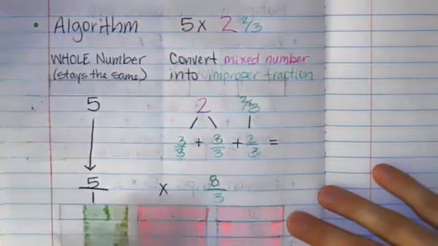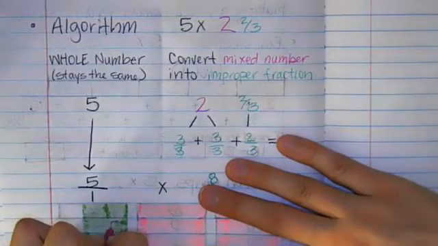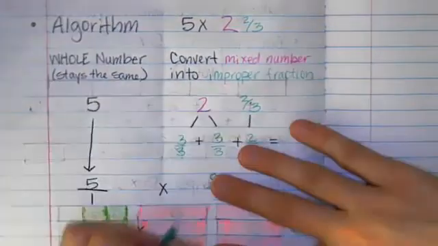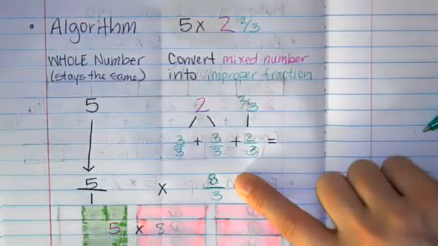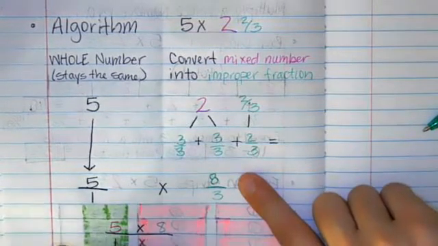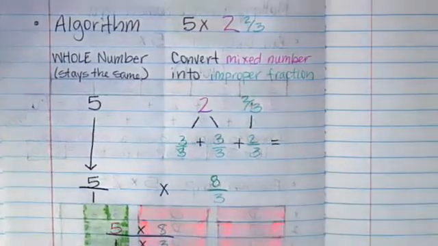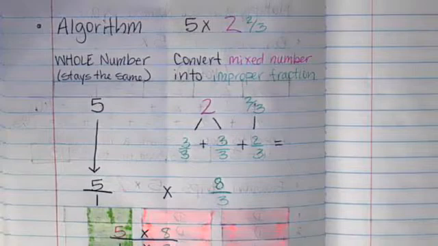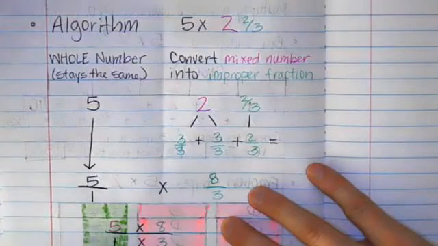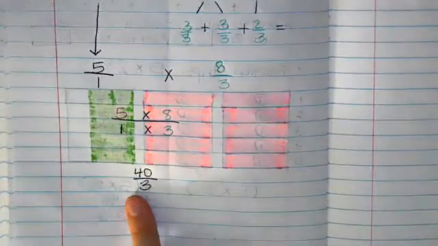I'm going to multiply these numbers going across. So how I do that is I say 5 wholes times the 8 in the numerator of the improper fraction. And then I multiply going across for the denominator, 1 times 3. What I find is 5 times 8 is 40. 1 times 3 is 3. And I get the improper fraction of 40/3.